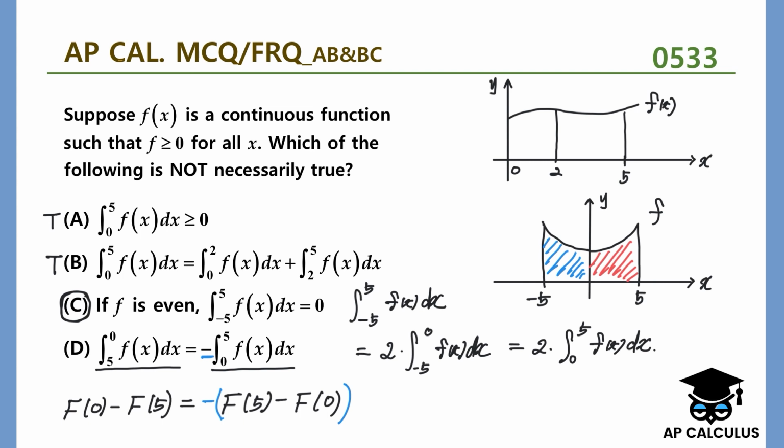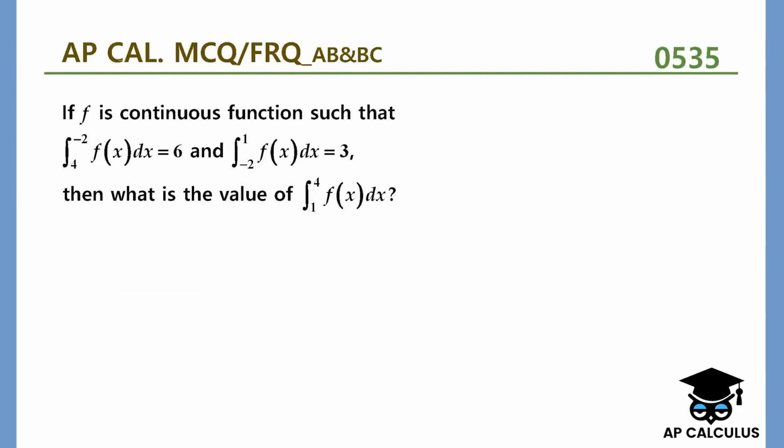This is f of 0 minus f of 5. This is positive f of 0 minus f of 5, right? So if we switch these two, we can have a negative in front of this integral and they're equal to each other. So D is true. So the answer to this question must be C.